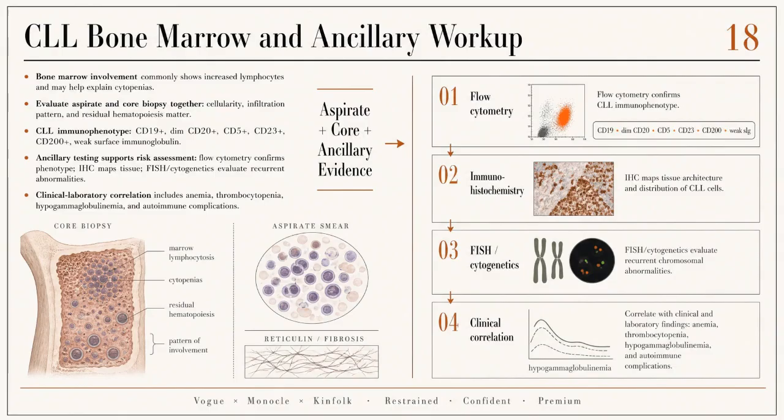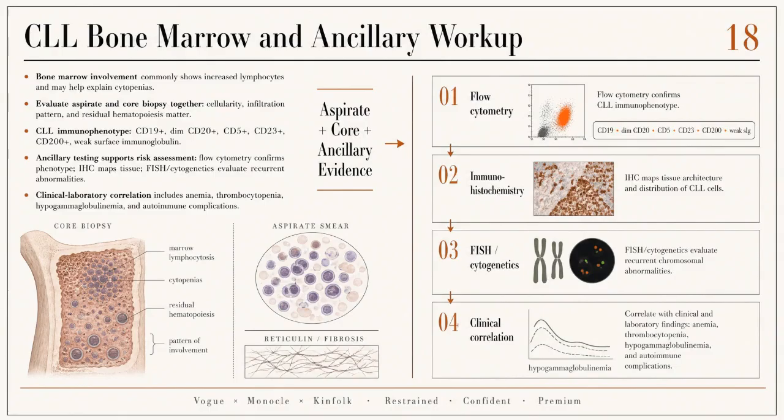CLL is a mature B-cell neoplasm characterized by clonal proliferation of small, mature-appearing lymphocytes. Bone marrow involvement is a common and diagnostically significant feature, often manifesting as lymphoid infiltrates that can be nodular, interstitial, or diffuse. Recognizing these patterns requires careful histologic examination of well-fixed, properly decalcified marrow core biopsies.